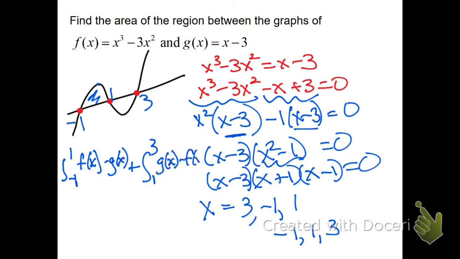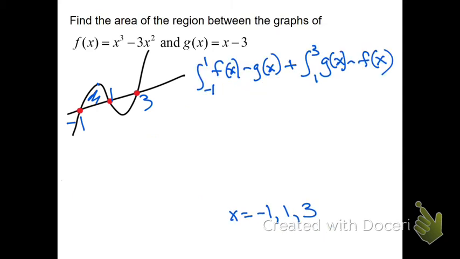I need more room. Let me clean that up. Okay, so I rewrote everything. So hopefully you can see in the first section, the cubic is on top, f of x minus g of x, and then it flips, and the line is on top, g of x minus f of x. Okay, and if all you have to do is set it up, then you're done. If you're allowed to use a calculator, that's all you have to write on the paper and then the answer.